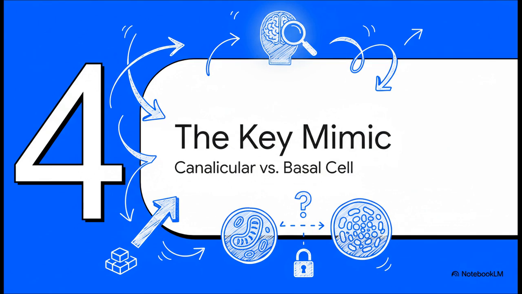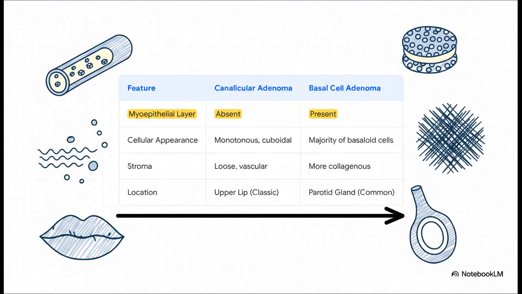And this missing layer is precisely the key that unlocks the whole case, especially when you're trying to tell it apart from its number one mimic, the basal cell adenoma. Okay, putting them side by side like this makes it super clear, right? Look at the top line. That's the game changer. Myoepithelial layer: absent in canalicular, present in basal cell. End of story, almost, but there are other clues too.